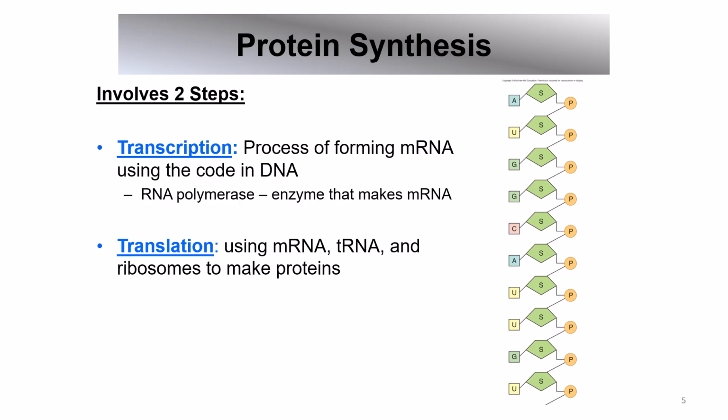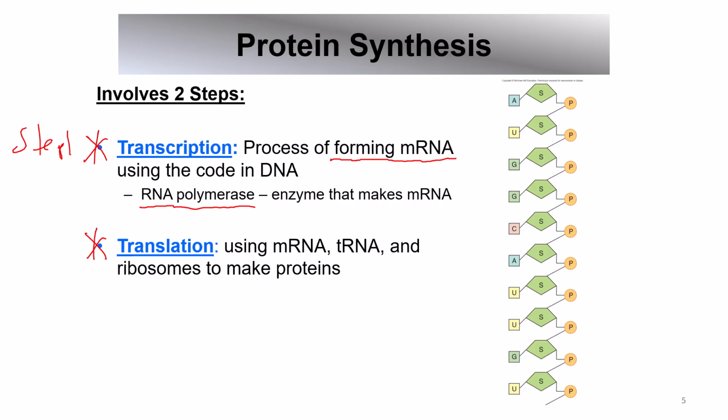Alright, but now let's go into protein synthesis. It involves 2 steps, transcription and translation. In this first step, transcription, we're using the DNA to make mRNA. So really, transcription is just making mRNA, forming mRNA. The enzyme that is forming mRNA is called RNA polymerase. Alright, so mRNA is made in this first step.